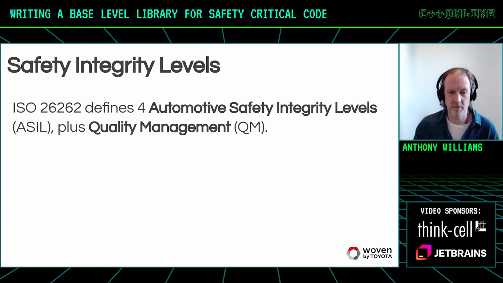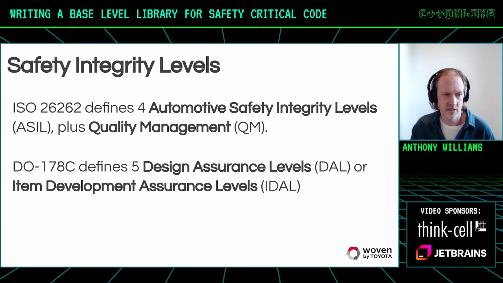So in ISO 26262 for automotive, they define automotive safety integrity levels, which are shortened to ASIL in lots of places. And then we also have QM, which is quality management. Whereas if you're doing DO-178C for aerospace, then we have 5 design assurance levels, or item development assurance levels, which again are the different levels of consequences and therefore the requirements on the software development process.